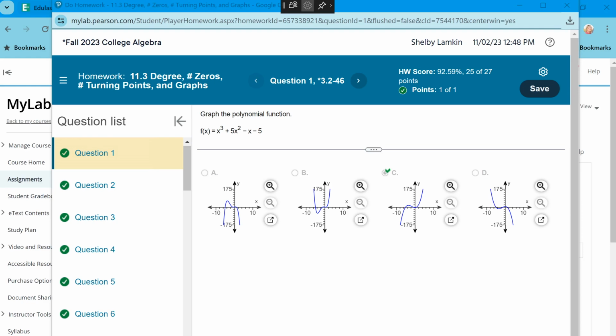This is 11.3. I worked through a few of these problems. I thought I'd just send you a video. You can do most of this on the calculator. And I wanted to just talk about a few quick things.